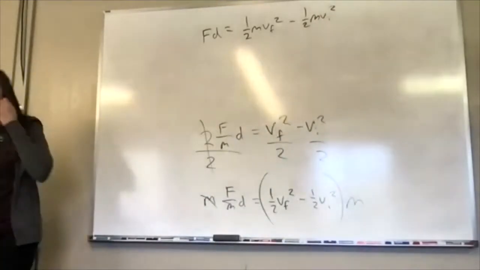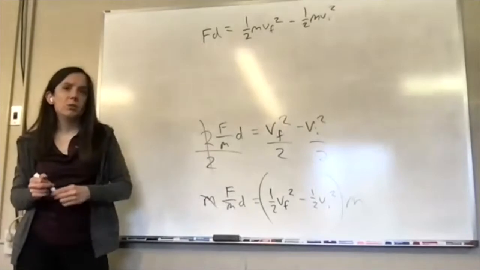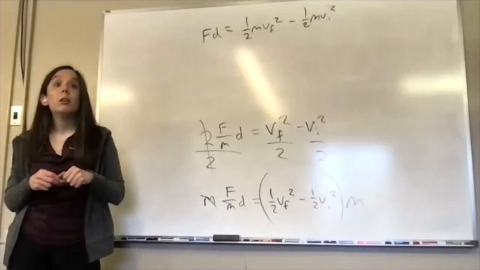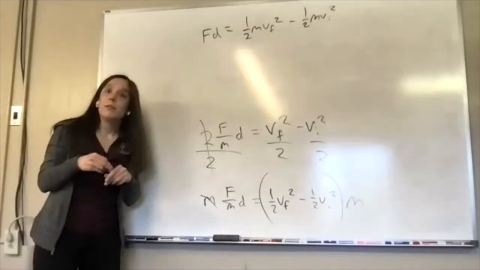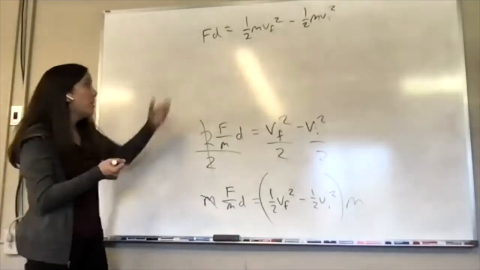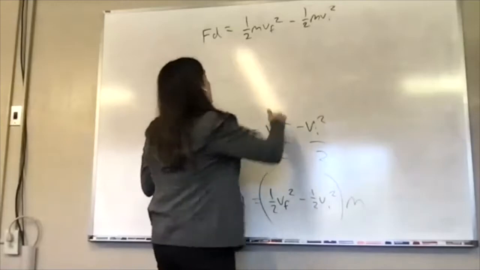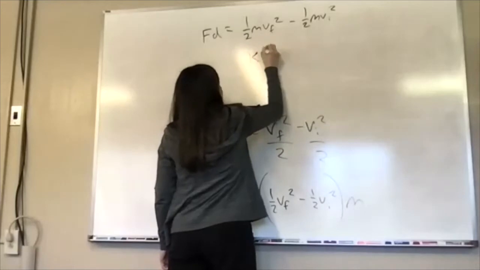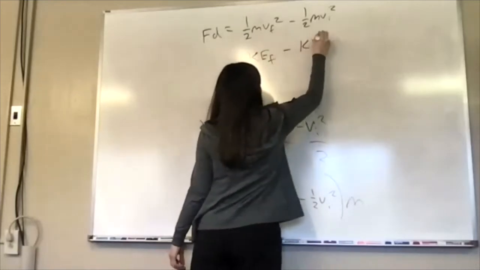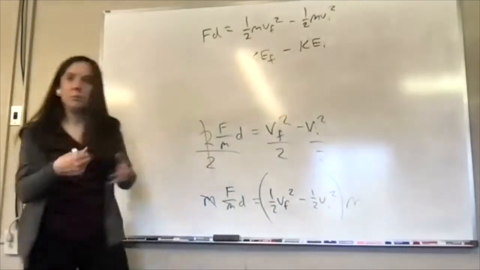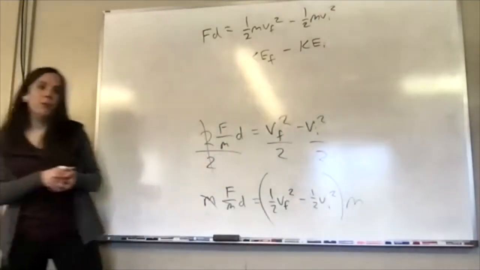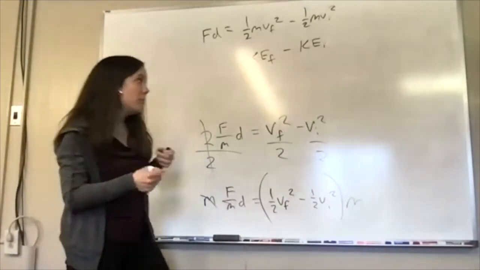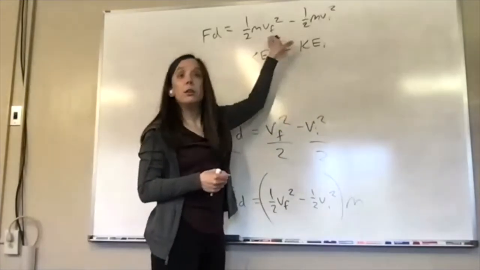Does that look familiar to you? The 1/2 mv squared from yesterday? What did you see yesterday that looked like that? Kinetic energy. So that's the equation for kinetic energy. What is this telling you? Well, if this is v final, that's v initial. This is really kinetic energy final minus kinetic energy initial, right? Because that's how you find kinetic energy, 1/2 mv squared. So 1/2 m v final squared is your final kinetic energy, and 1/2 m v initial squared is your initial kinetic energy. So you with me so far on this?